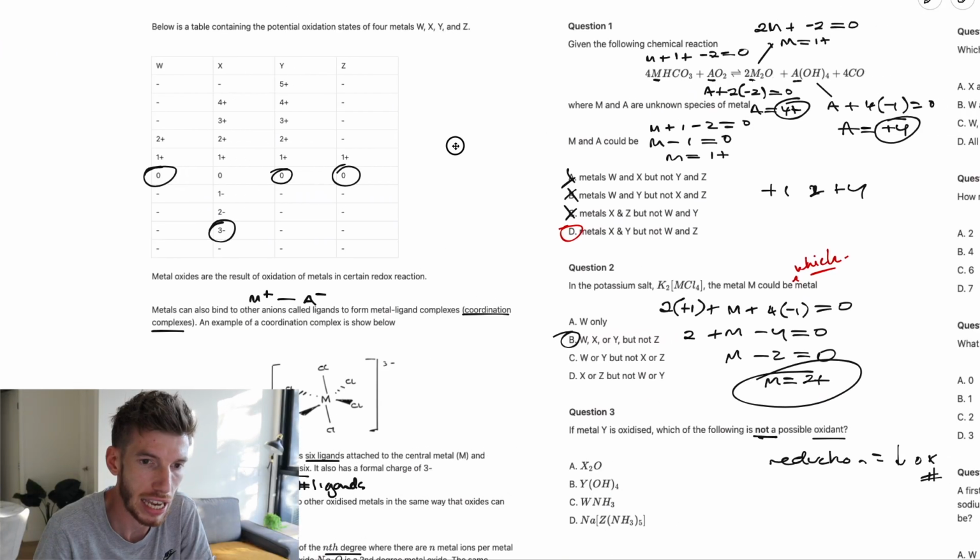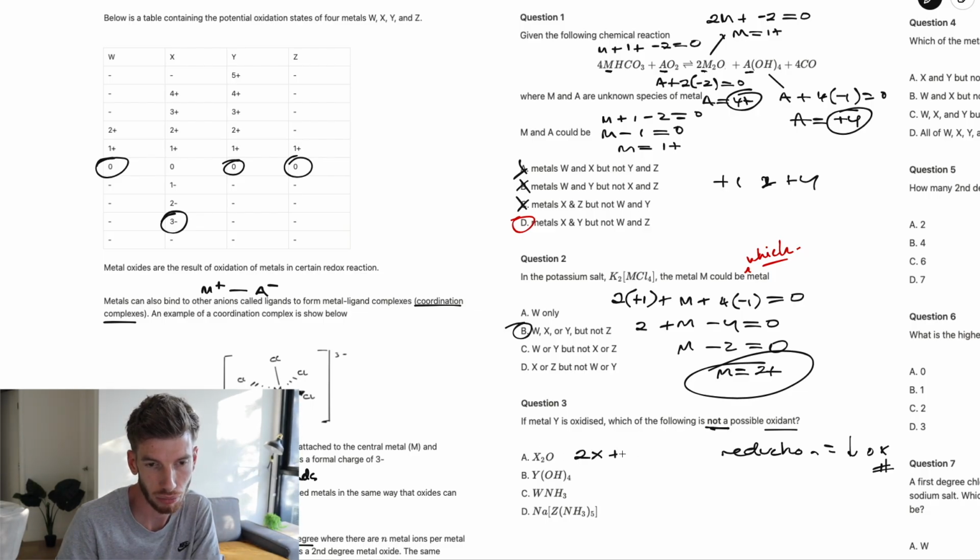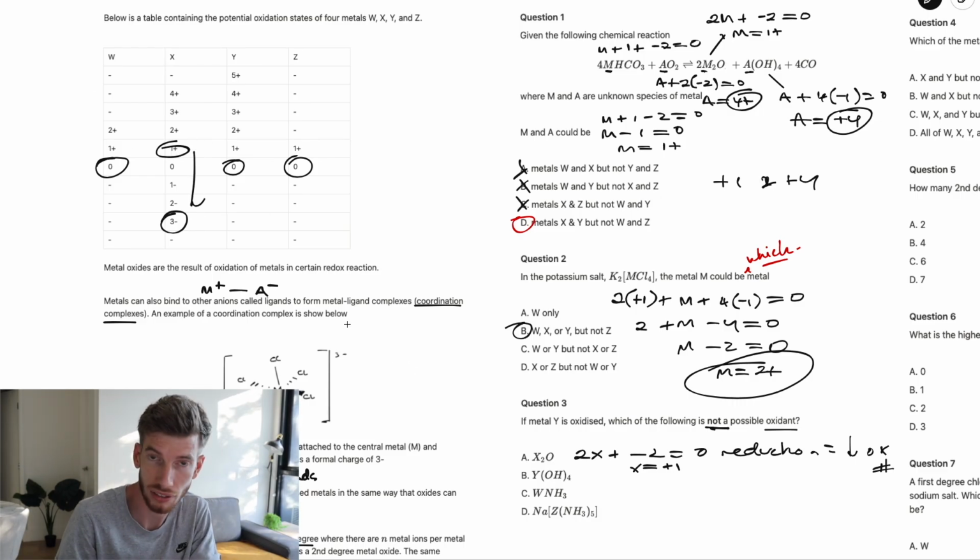So in this case, if we search through, we look at the states of each one. So look at each option, X2O. So this would be 2 lots of X plus a -2 equals to 0. And this would then give me X is in the +1 state when I solve that. Is that its lowest state? No, it could still reduce further, right? And therefore act as an oxidant.